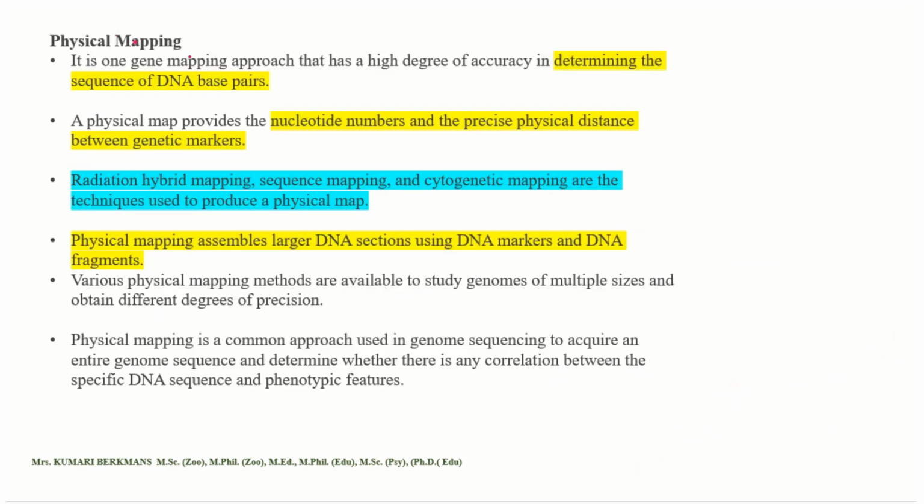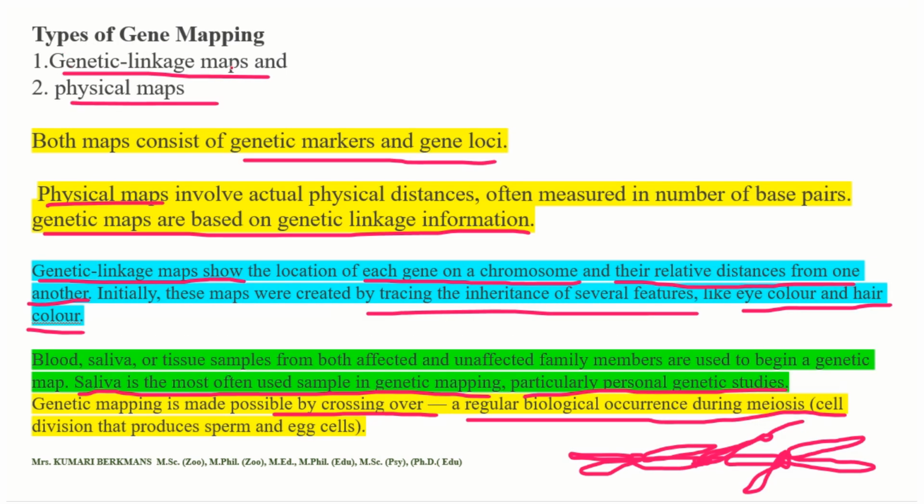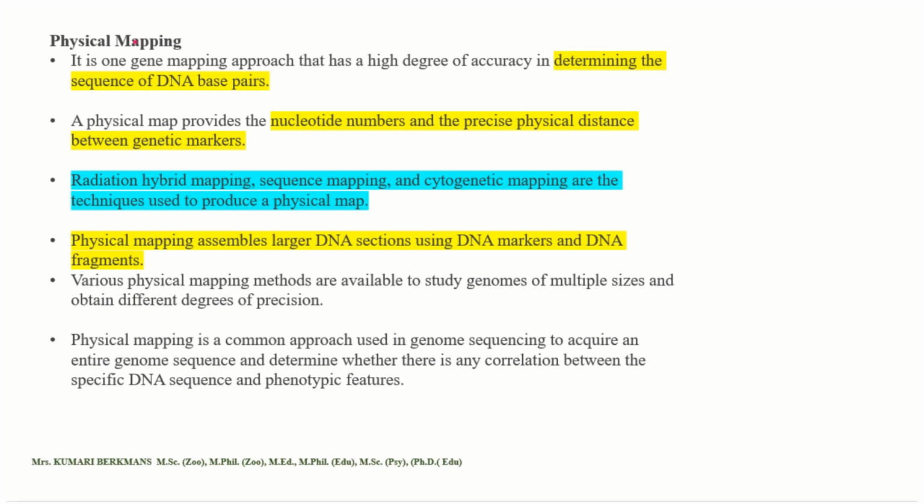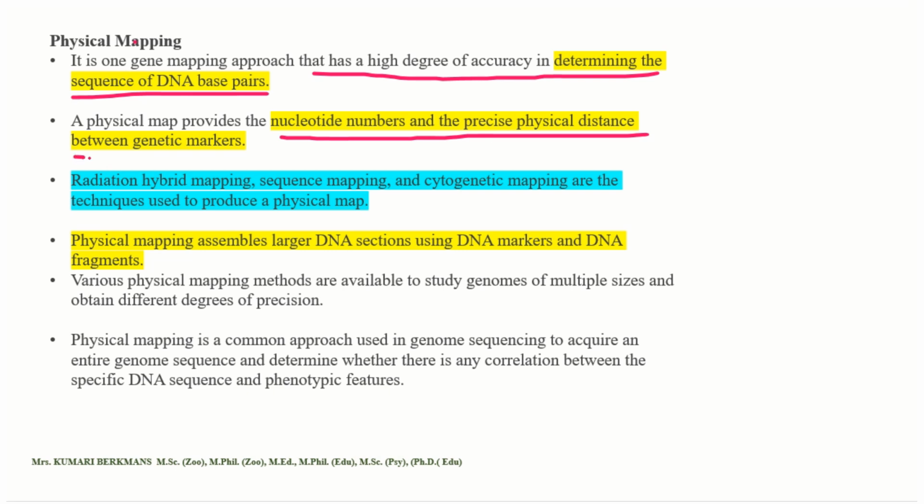And physical mapping. We have seen there are two mappings, isn't it? One is the genetic linkage map and another one is the physical map. The genetic linkage map we have seen. Now we are going to see physical mapping. So what is physical mapping? It is one gene mapping approach with a high degree of accuracy in determining the sequence of DNA base pairs. A physical map provides the nucleotide numbers and the precise physical distance between the genetic markers.